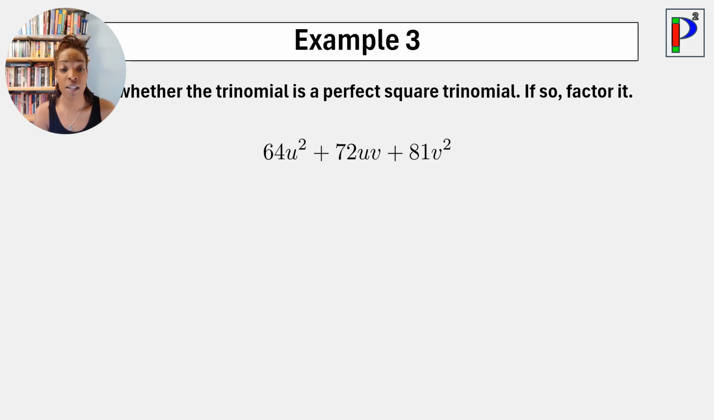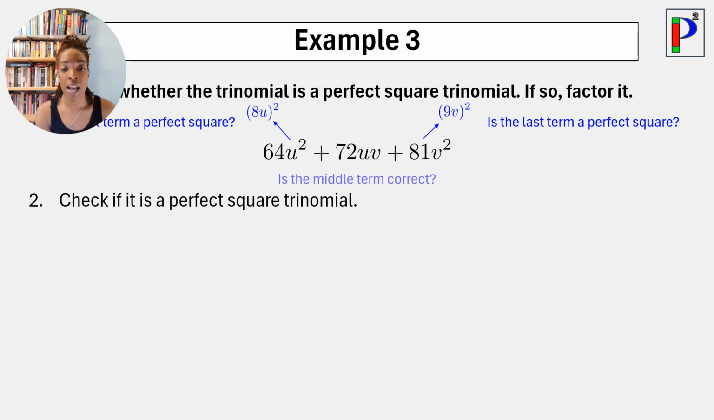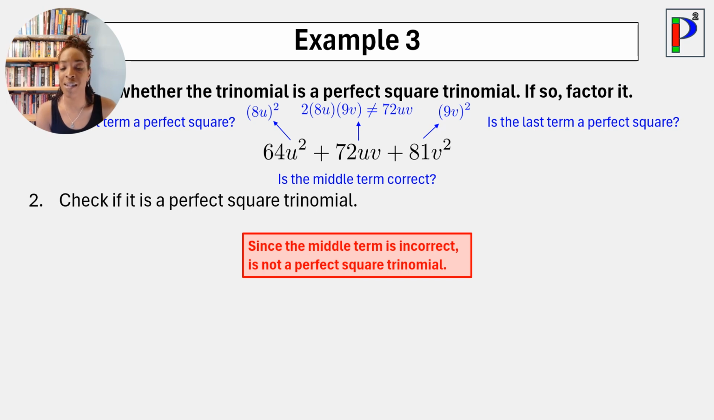Let's try this one, 64u squared plus 72uv plus 81v squared. First, I check for a GCF, which I do not have. I also check, is this a perfect square trinomial? 64u squared is (8u) squared, 81v squared is (9v) squared, and my middle term, not quite. Our middle term is not 2 times the unsquared product of the other two terms, so we can't use this method.